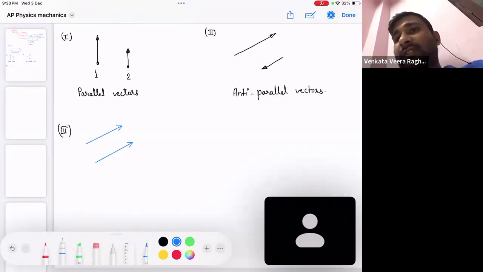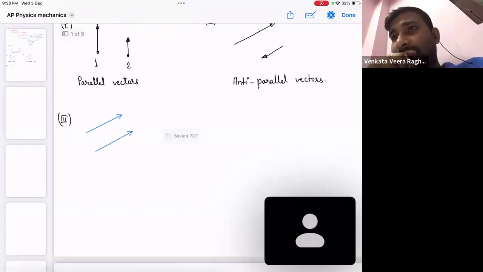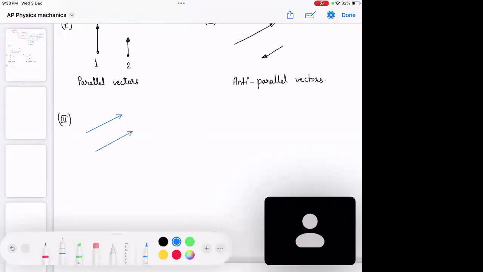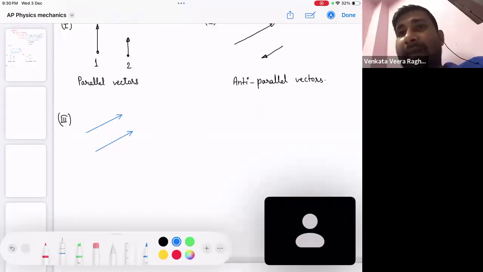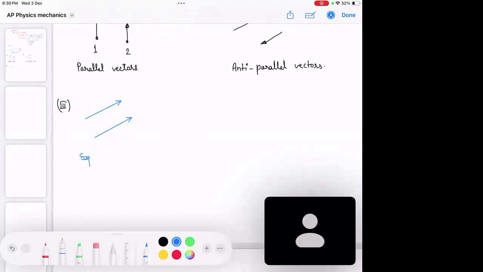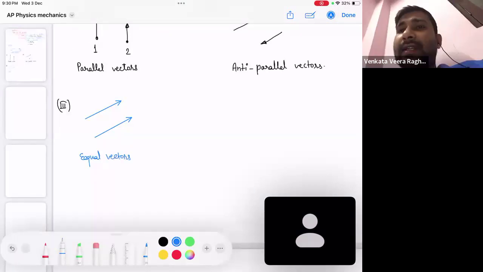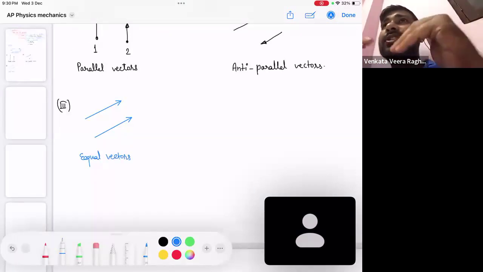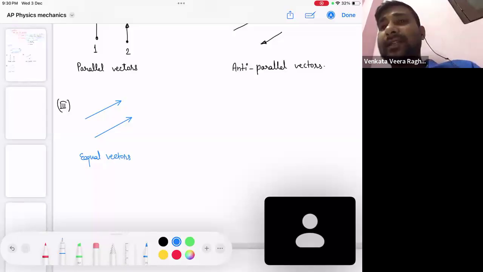Can you tell me what these two vectors are? Same direction, same magnitude. What kind of vector will they be called? Equal vectors. So now just see, if I say I'm going to shift a vector parallelly, does it make any difference?